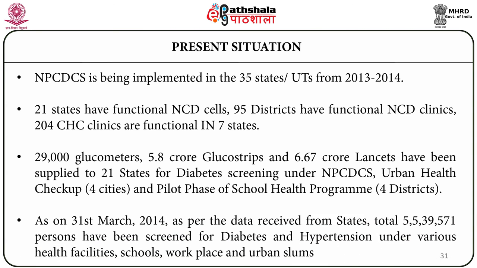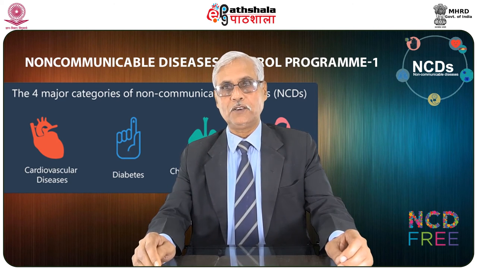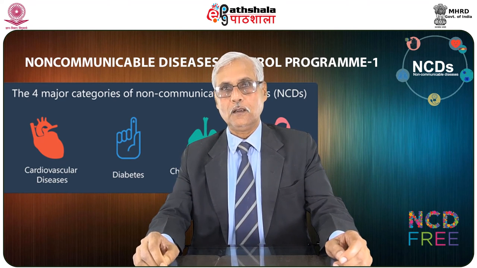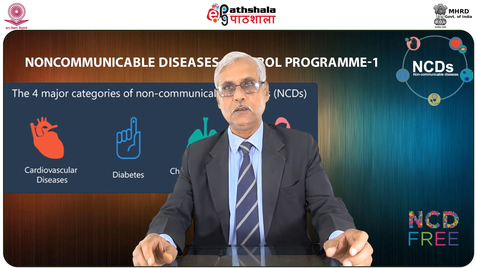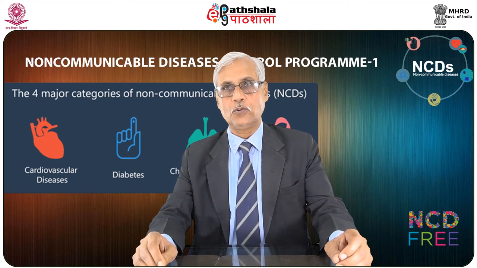As on 31st March 2014, as per the data received from the states, a total of 5,539,571 persons have been screened for diabetes and hypertension under various health check facilities, schools, workplaces, and urban services. If you look at the utilization pattern of various services in the public and private sector, it has been observed that most of the patients are going to the private sector for outdoor care.